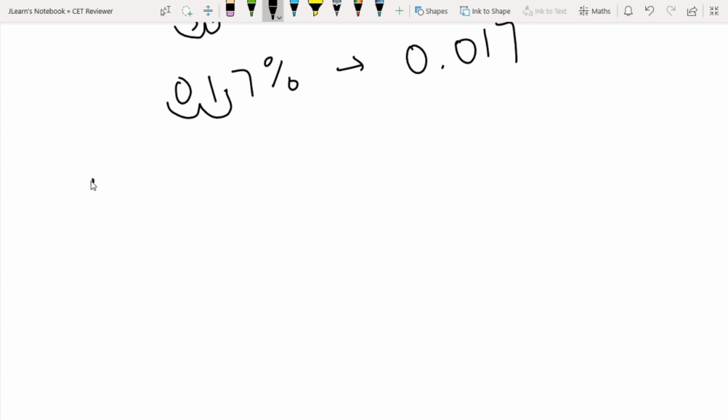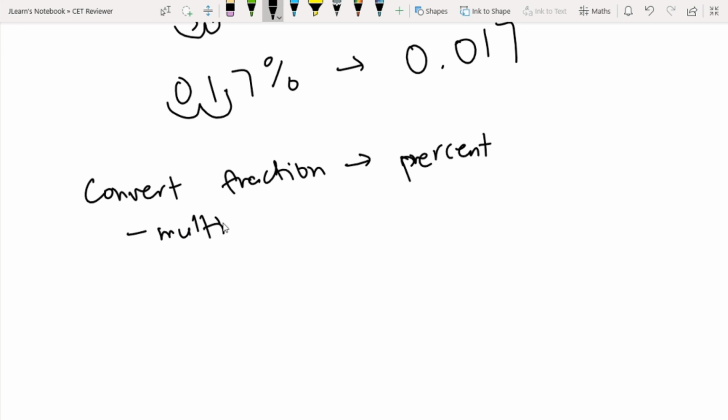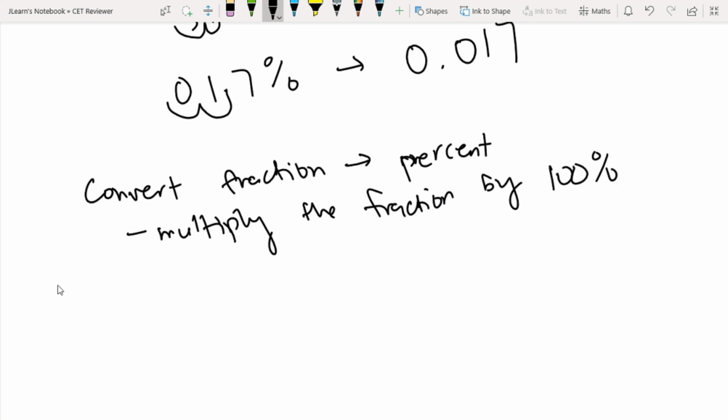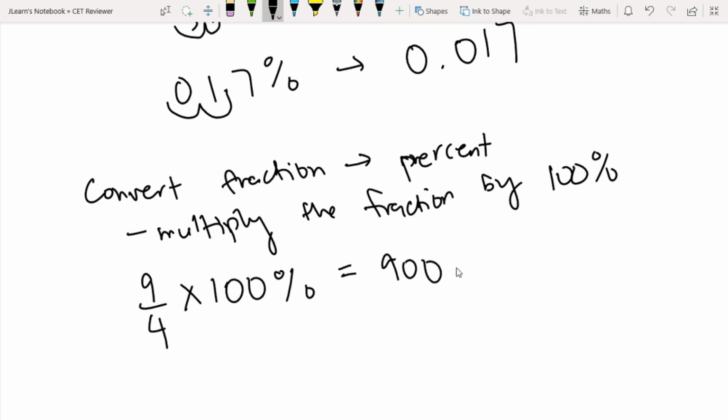Next is, kinonvert pa lang natin yung decimals into percent. So, paano naman yung conversion ng fraction to percent? So, eto, simple lang din. Multiply the fraction by 100%. Okay? So, kunyari, you have 9 over 4. Multiply mo lang by 100%. Okay? So, this is equal to 900%. Okay? So, 900% all over 4. So 900 divided by 4 is 225%.